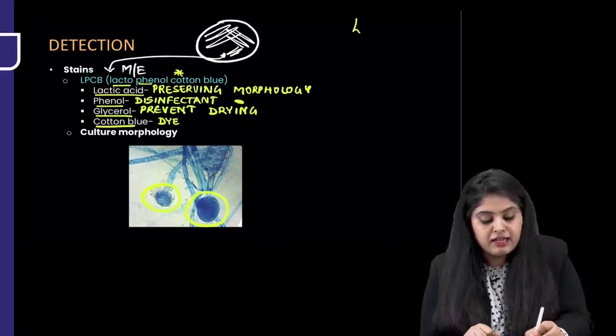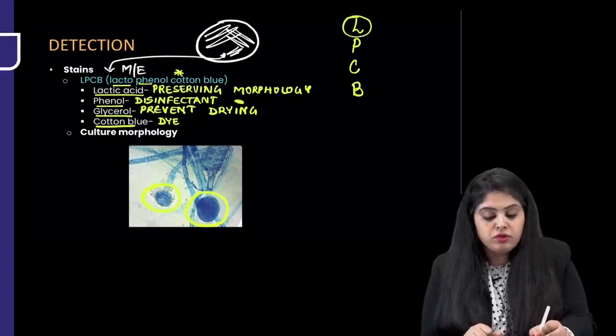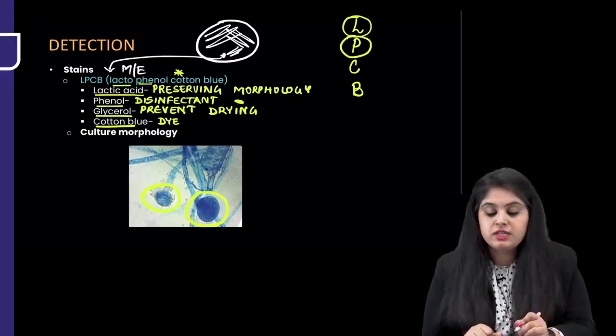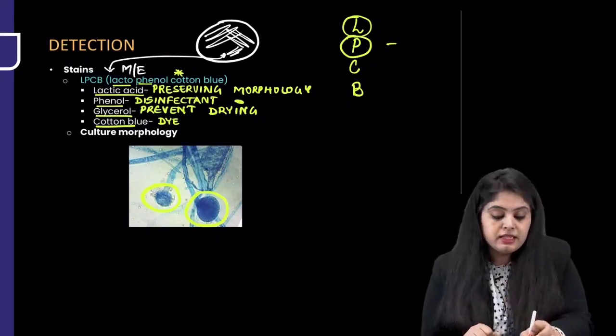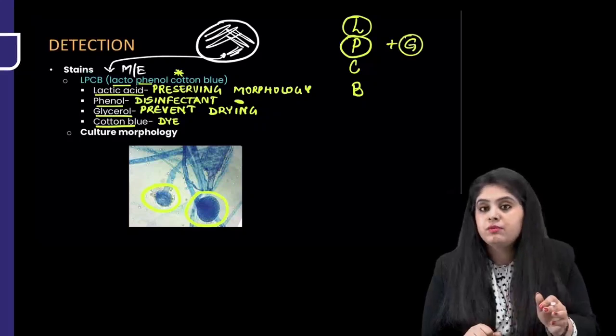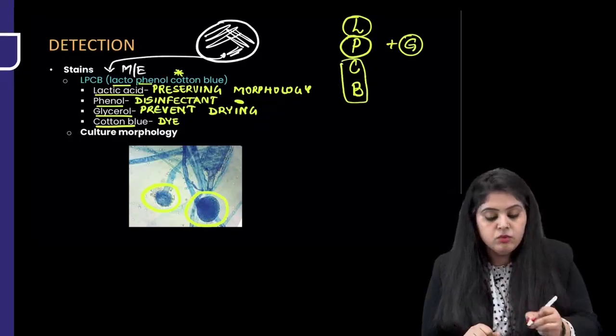So let's repeat. When I say lacto, phenol, cotton blue, lacto is for preserving morphology, phenol is a disinfectant, we studied it. Glycerol is another thing that we have, which is going to give all the water and prevent the drying, and cotton blue will give the color.